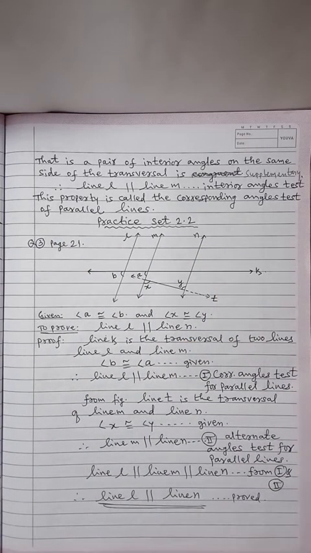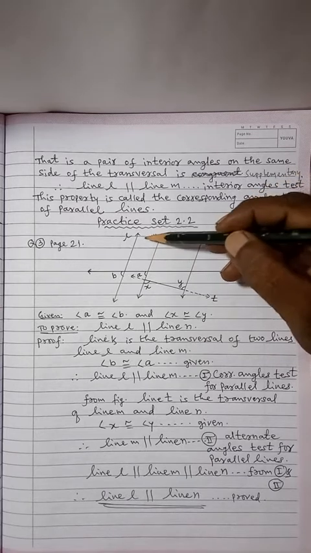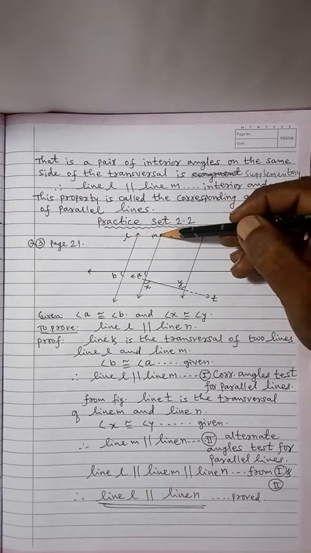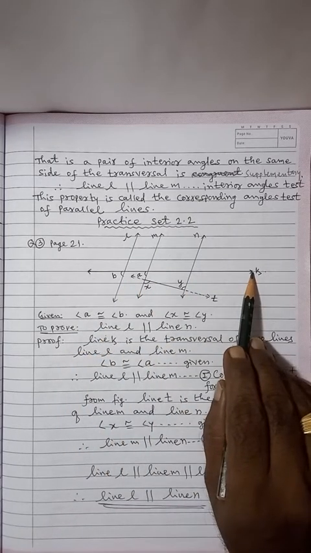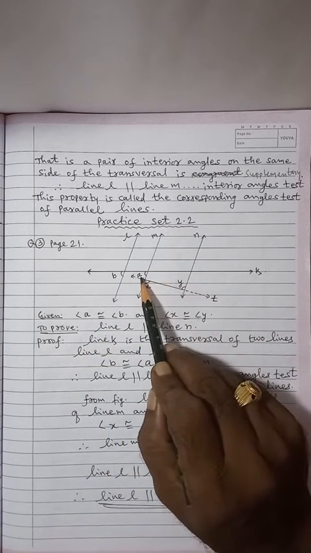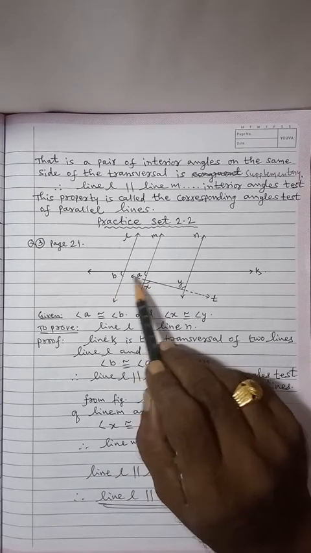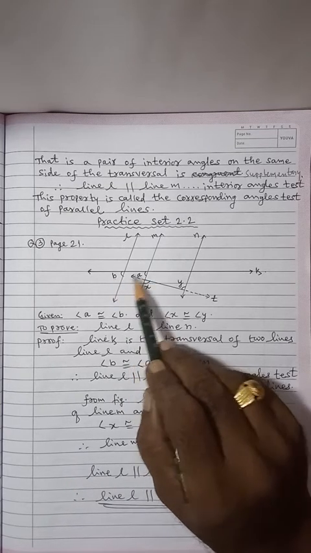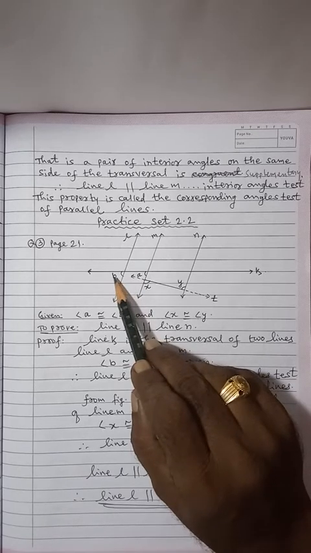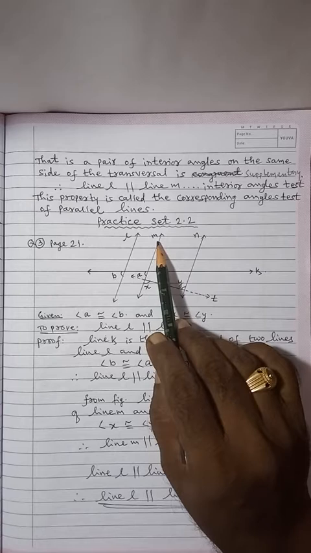Okay. The proof is so simple. Listen. We'll discuss orally first. See here, L and M are the two lines. Line K is the transversal. Now see here, angle A is equal to angle B. That is, angle A and angle B are congruent. This is given. But these are the corresponding angles. So corresponding angles are congruent, so the lines are parallel. So line L is parallel to line M.